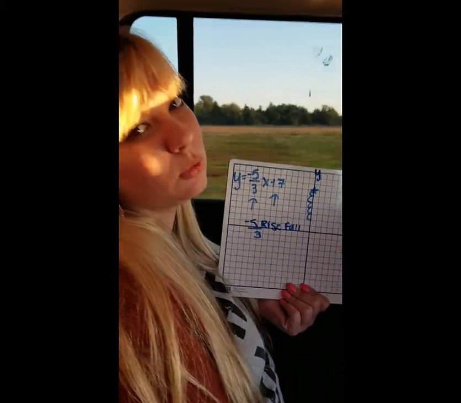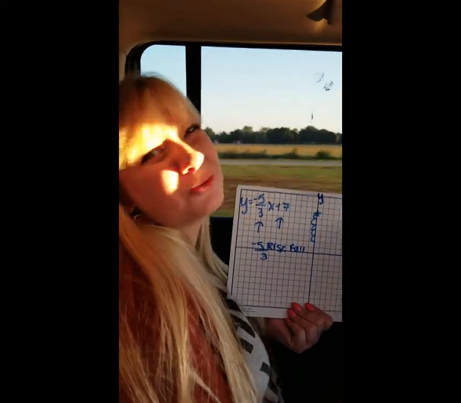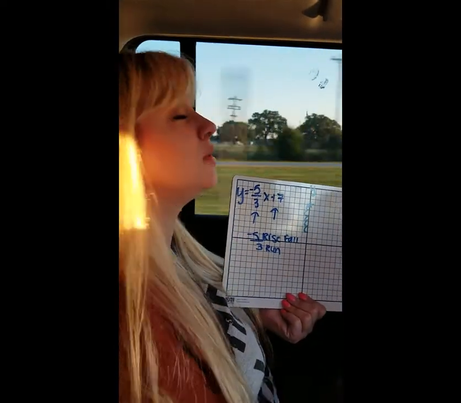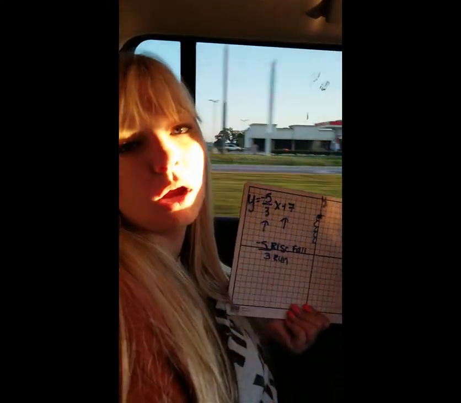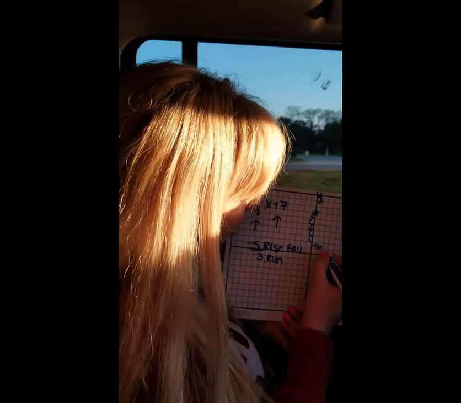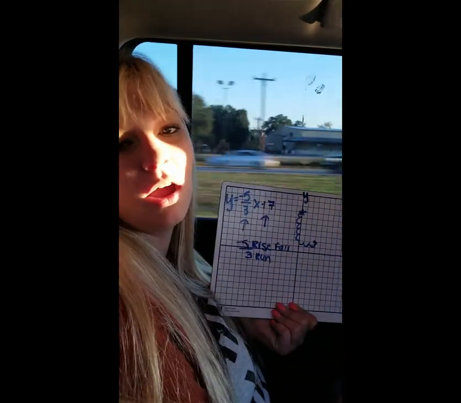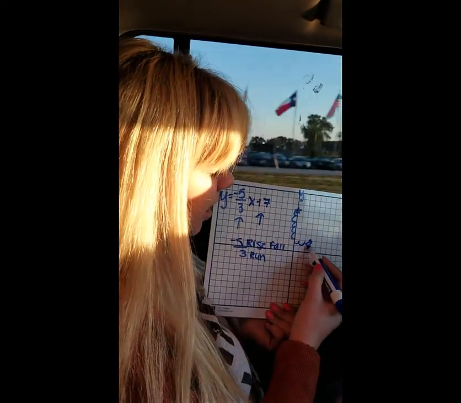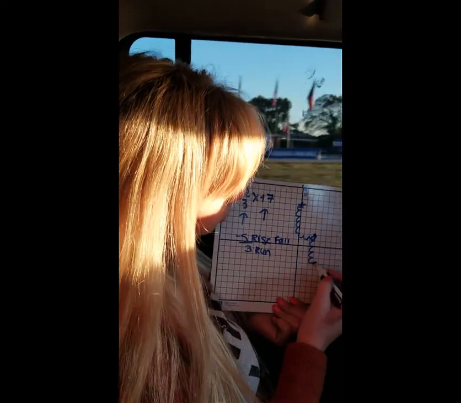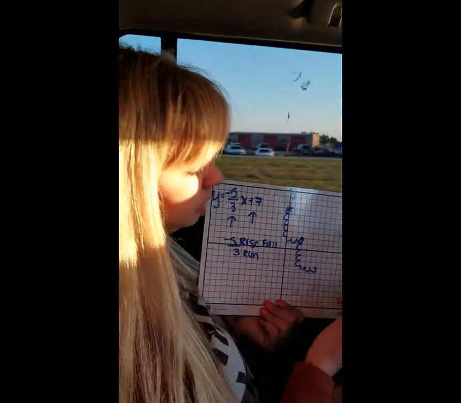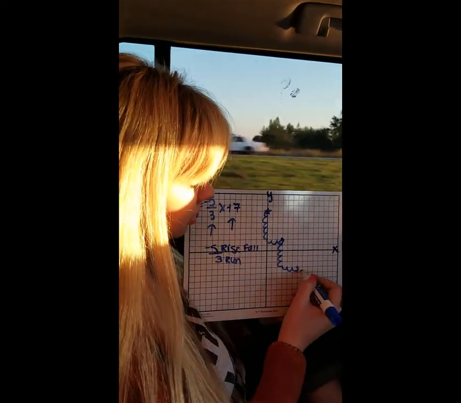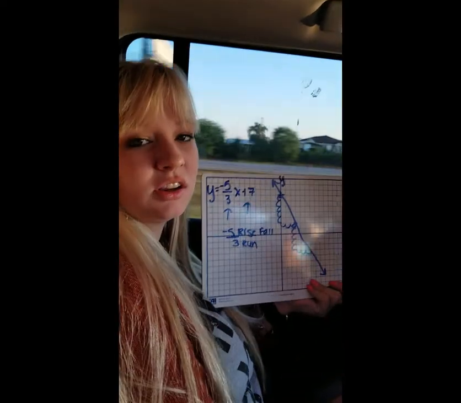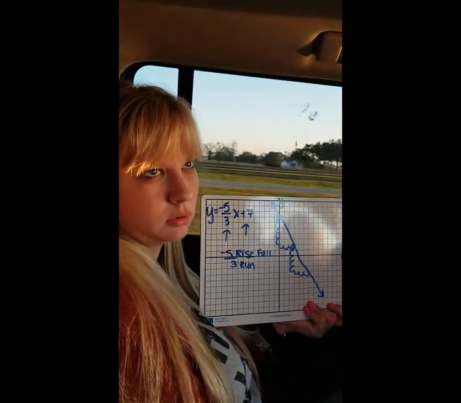But unfortunately, we're not done. We still have to run. So let's run 3. Which direction should we run? To the right. A 1, a 2, a 3. Wow, this is exhilarating. One more time, fall 5. Run 3. Yippee, let's draw a straight line to connect our points. Isn't it fun graphing negative slopes?